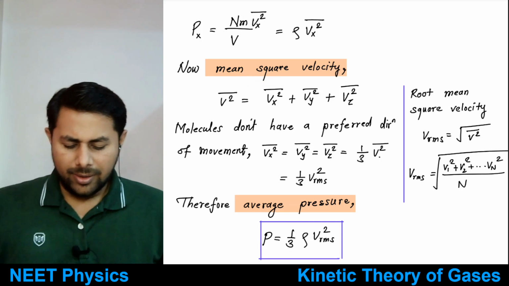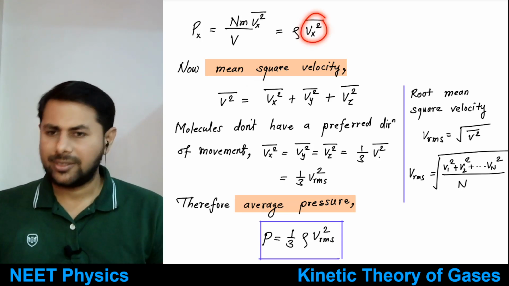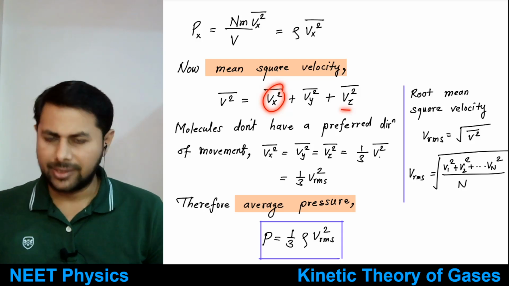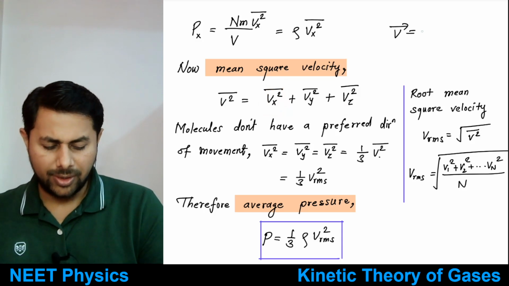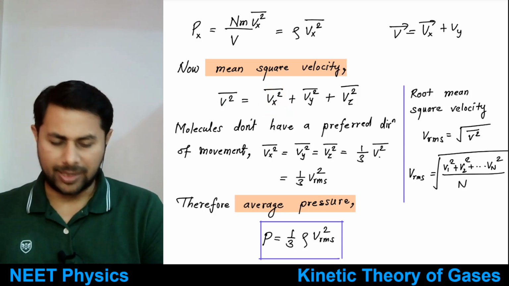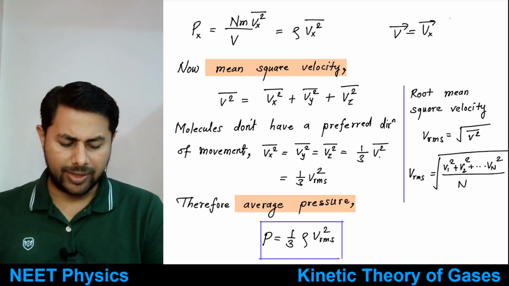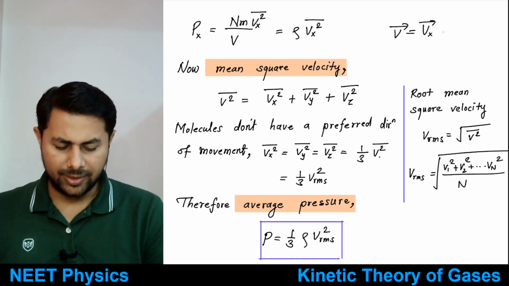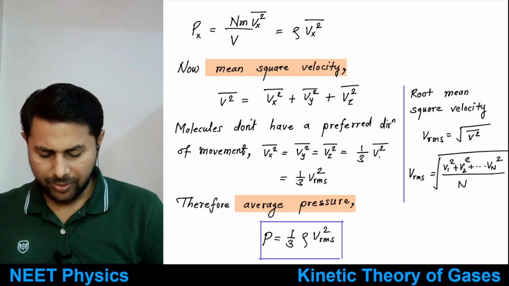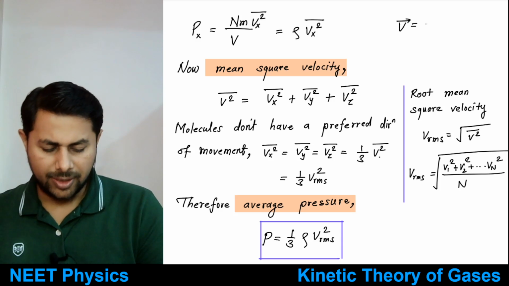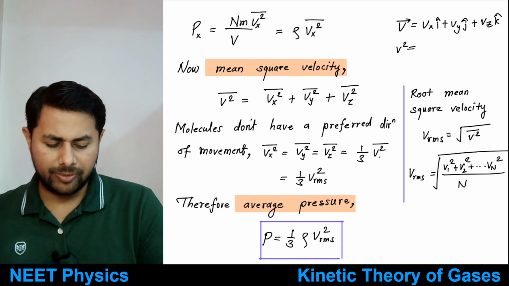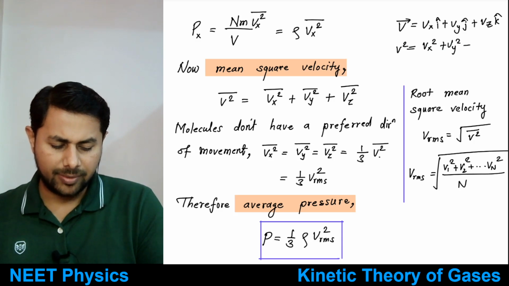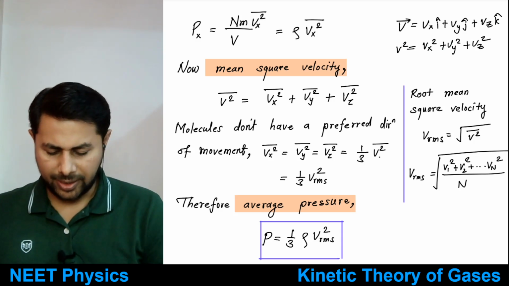So this is just for x direction. You take it for y direction and z direction, then you will get what? You have this relation, no? V bar is equal to Vx bar plus Vy bar plus Vz bar, or you can say Vx into i cap plus Vy into j cap plus Vz into k cap. We know this from vectors. Therefore V square would be equal to Vx square plus Vy square plus Vz square.